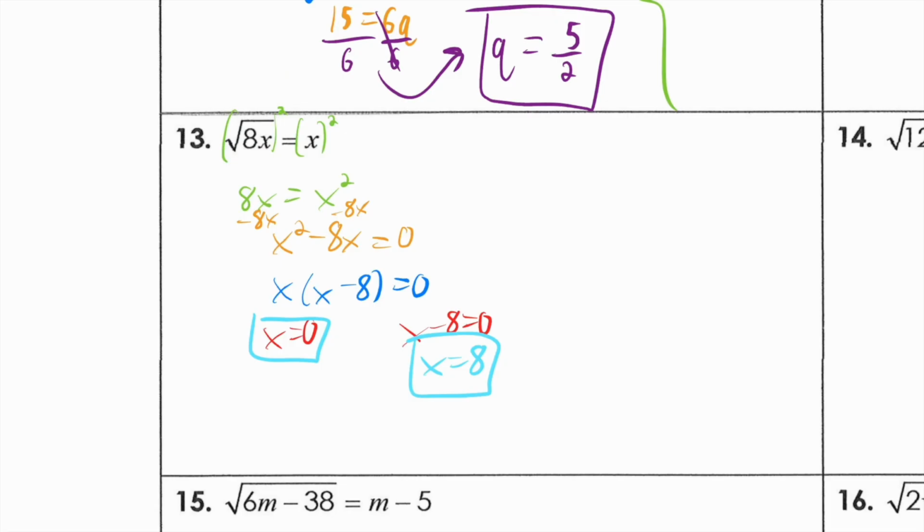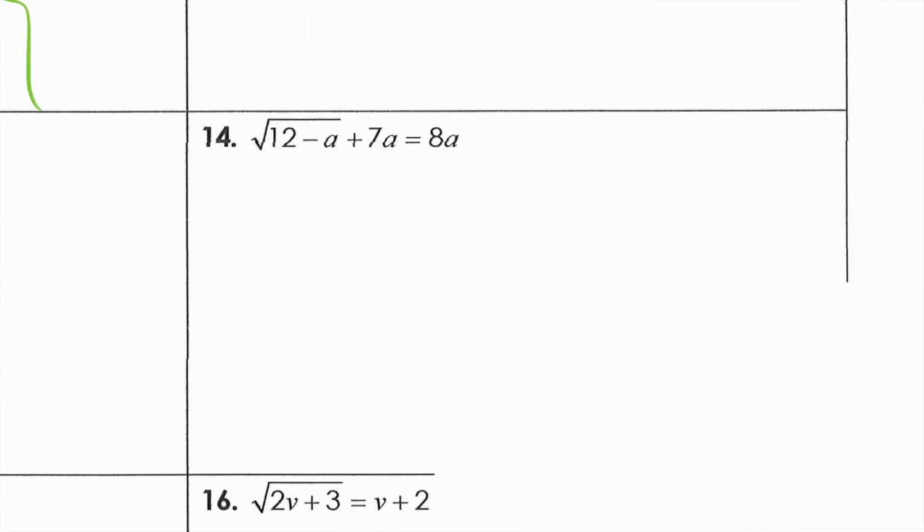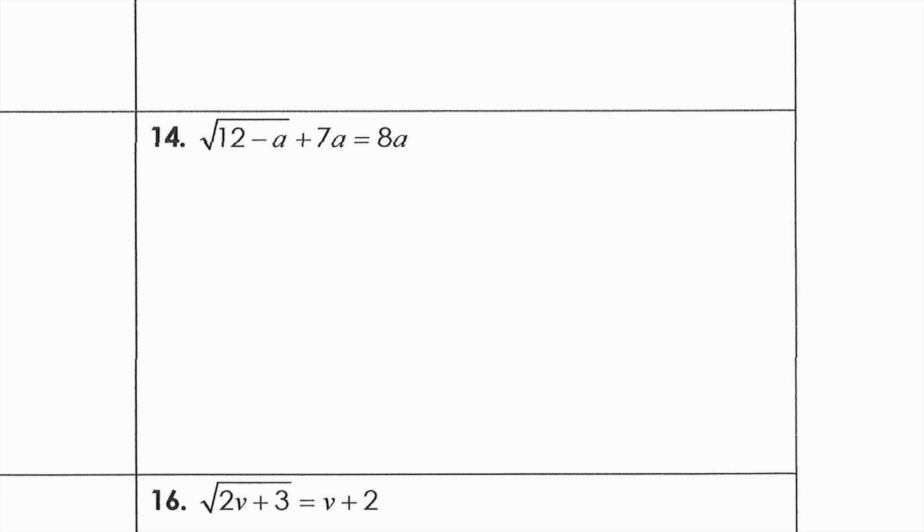Let's look at number 14 here. Number 14, back with only one radical again, but multiple variables. So the radical's right here. Undo that by moving the 7a. So we subtract 7a. Square root of 12 minus a equals 1a, or a. Now we'll square both sides again, just like we did on the last problem, giving us 12 minus a equals a squared.